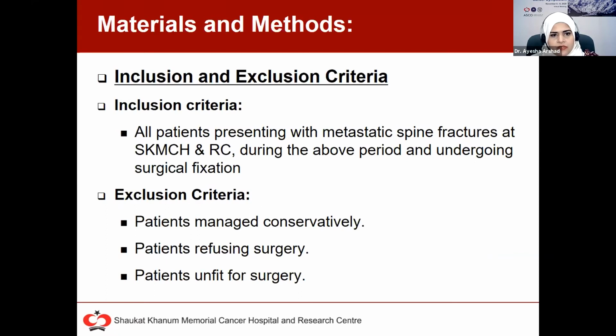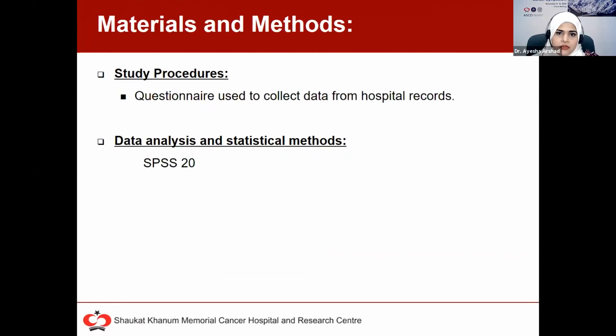The inclusion criteria were all patients presenting with metastatic spinal fractures at Shaukat Khanum Memorial Cancer Hospital and Research Center during the above period and undergoing surgical fixation. The exclusion criteria were all other patients that were not fixed surgically and were managed conservatively, patients deemed fit for surgery or offered surgery but who refused it, and of course patients who were deemed unfit for surgery. A questionnaire was used to retrospectively collect data from hospital records. The data was entered and analyzed using the SPSS-20 system.